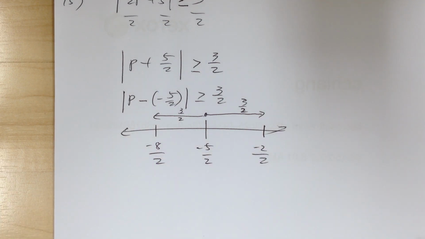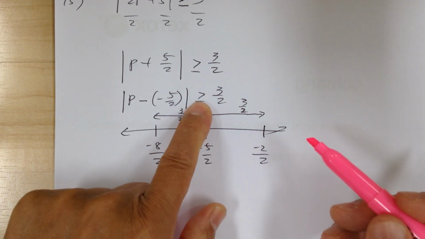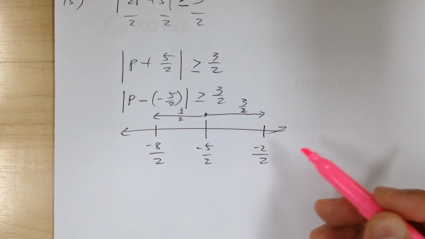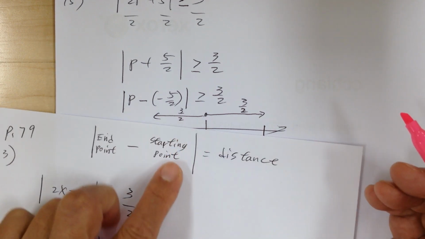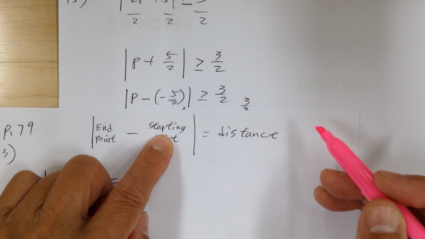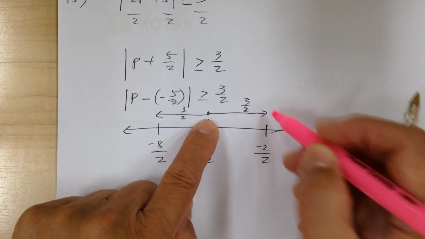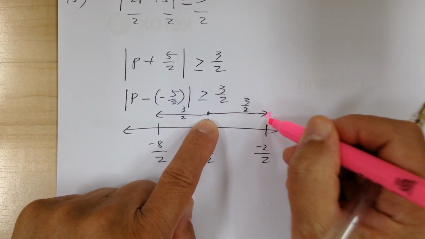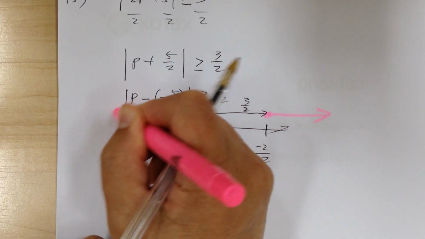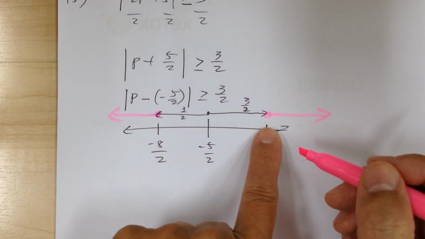Okay? Your next step is, notice this is greater than, so the arrow is pointing away from the starting point. See, this is your starting point, right? So the arrow is pointing away from the starting point. Here's your starting point, so the arrow has to point away. So it's going to go this way. Okay, this is a point, and so this is your end point.